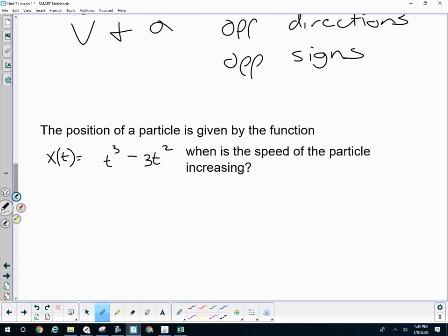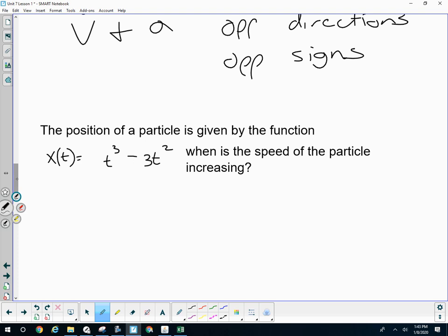I give you a position function. I ask you, when is the particle whose position is given by this function, when is the speed of the particle increasing? What do you have to do? Do a sign analysis for V and A. It's like back in Unit 3 when I asked you, hey, when is this function increasing and concave down? You needed to look at both f prime and f double prime at the same time.